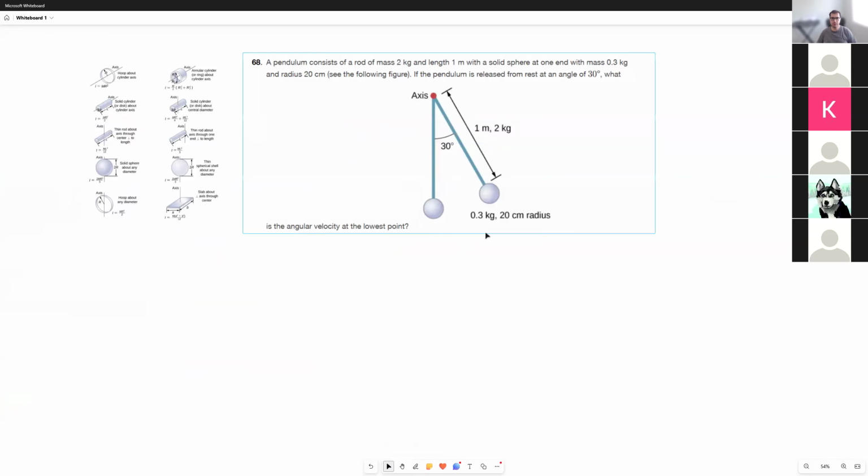There is a pendulum consisting of a rod with a mass of 2 kilograms and length of 1 meter, with a solid sphere at the end. The mass of the solid sphere is 0.3 kilograms and its radius is 20 centimeters. If the pendulum is released from rest at an angle of 30 degrees, what is the angular velocity at the lowest point?